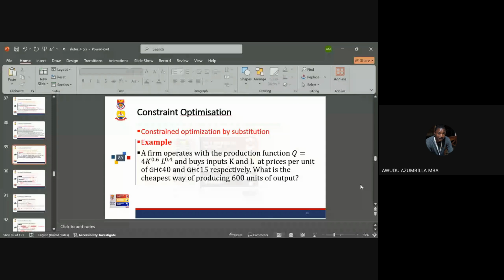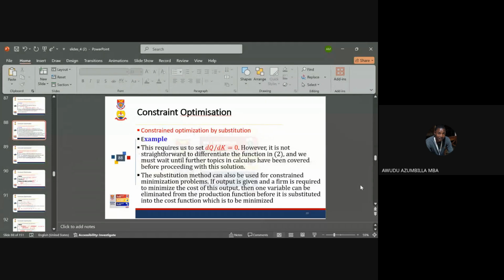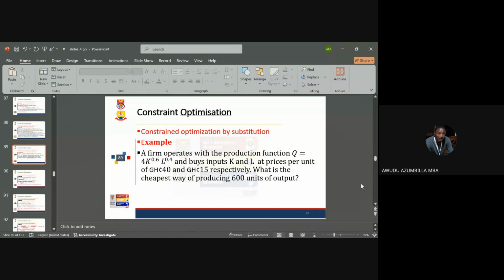Well, so let's look at another example here. What is the cheapest way of producing a given level of units of output? So let's look at this example again.